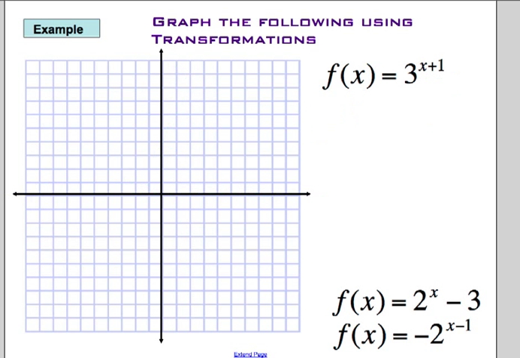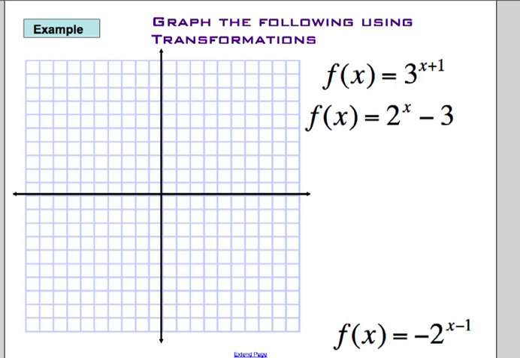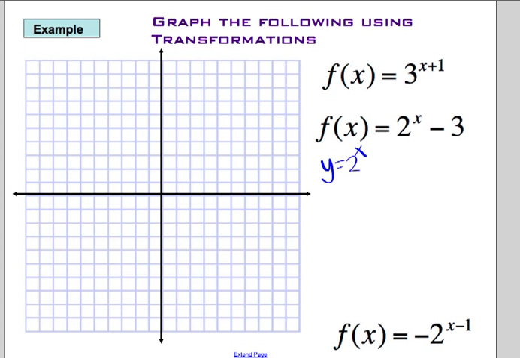Let's take a look at another one. f of x equals 2 to the x minus 3. Again, the first thing is to think about the parent. The parent graph in this case would be 2 to the x. Now, how is that different from 3 to the x? They have the same horizontal asymptote. They still cross the point 0, 1. But now when I go over 1, I'm only going up 2 units.